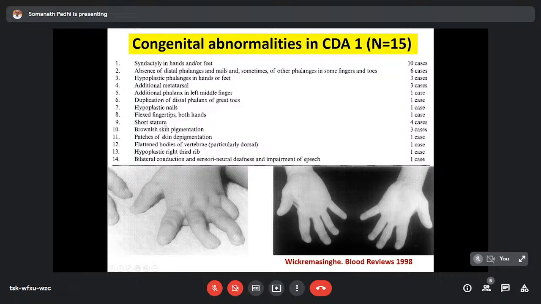Short stature is a feature in CDA1, brownish skin pigmentation, café-au-lait spots, patches of depigmentation, flattened bodies of vertebra, hypoplastic right third rib, bilateral conductive and sensorineural deafness or impairment of speech. This was all present in their different cases in variable combinations.